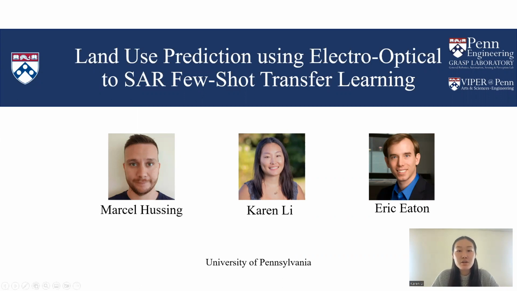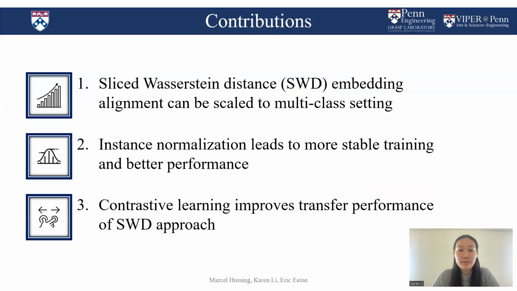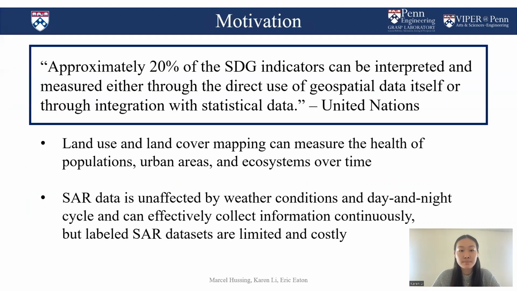We extend an approach that aligns embedding spaces of two neural networks using sliced Wasserstein distance by considering the properties of the neural network's internal representations. Our three main contributions are providing evidence that sliced Wasserstein distance embedding alignment can be scaled to multi-class problems, and that applying instance normalization and contrastive learning leads to better performance.